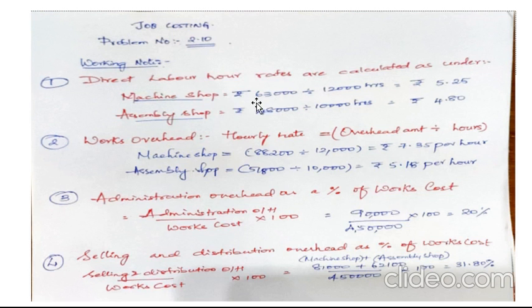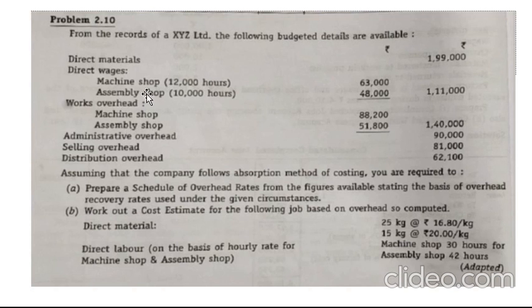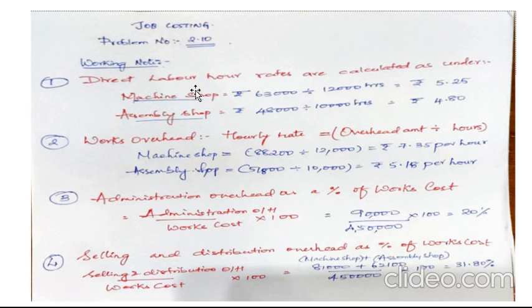For machine shop, 63,000 divided by 12,000. From where did we get this information? It is from the question. In the question they have stated 12,000 hours they are getting 63,000. So for 1 hour how much they will get, you can find out by dividing. So 63,000 divided by 12,000 hours will give you 5.25. This is rupees 5.25 per hour. So for machine shop you will get 5.25 for 1 hour.